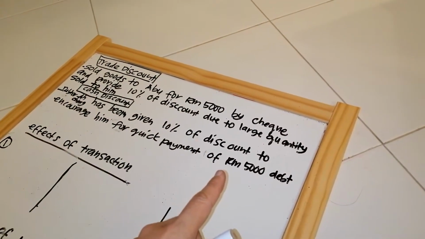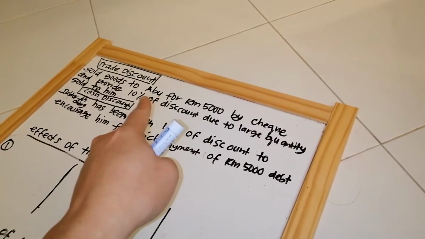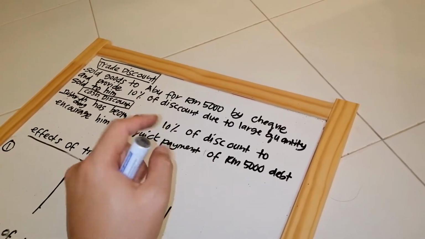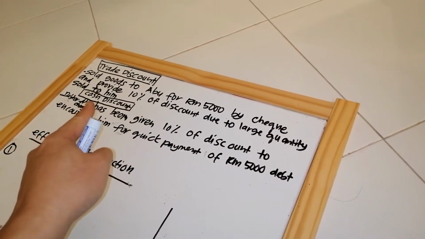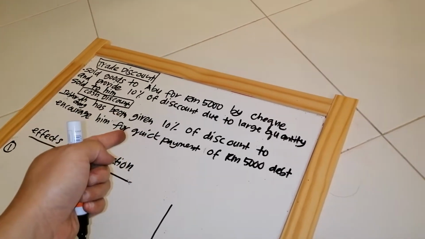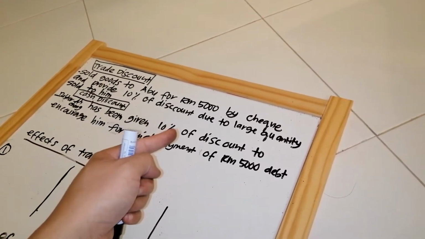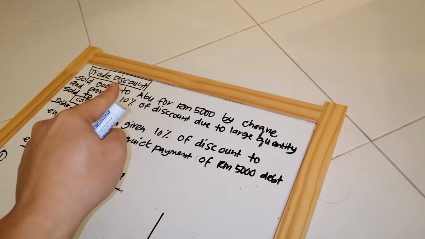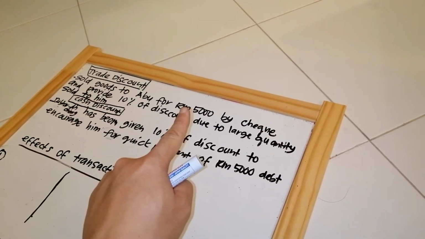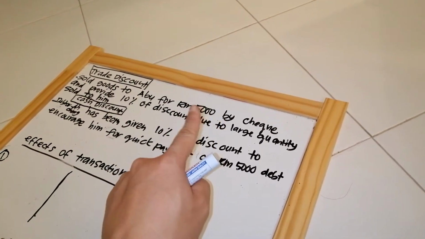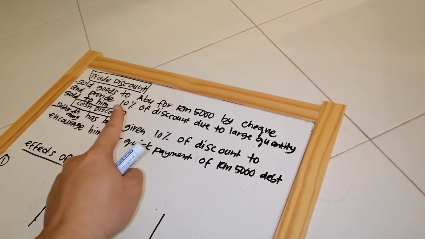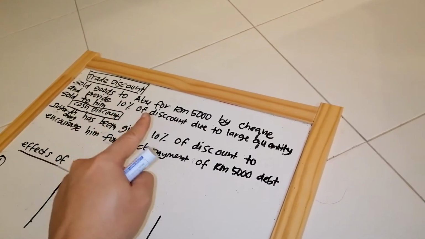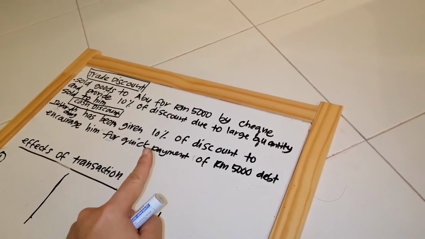So you need to calculate this discount, similar to trade discount, but the question is, do we need to record or not? For cash discount, yes, we need to record the 10% amount of discount. For trade discounts, we just record the final balance after discount. We don't need to record the 10% of discount, but cash discount we need to record.